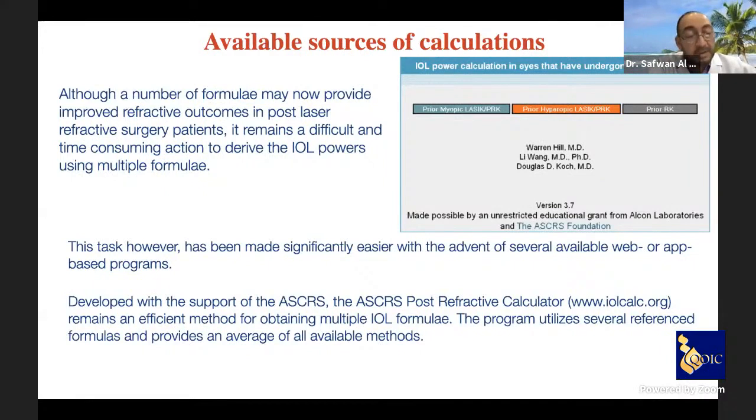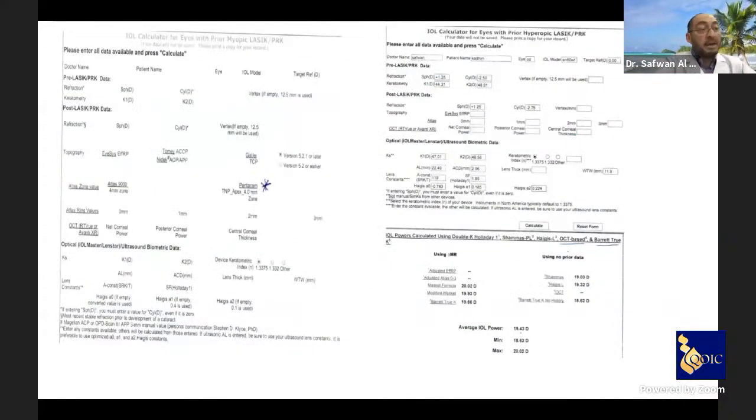That's the website of it. It remains an efficient method for obtaining multiple IOL formulas. The program utilizes several reference formulas and provides an average of all available methods. I have 7 minutes. Now, this is the page with the formulas, with the information data that we need to submit. And one of the issues that I'm using is the net corneal power apex for 4 millimeters in myopes, and it's only in myopes, not in hyperopes.